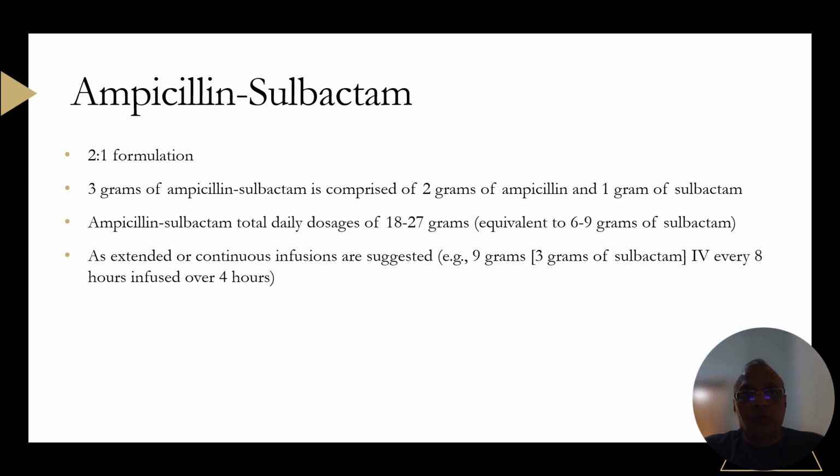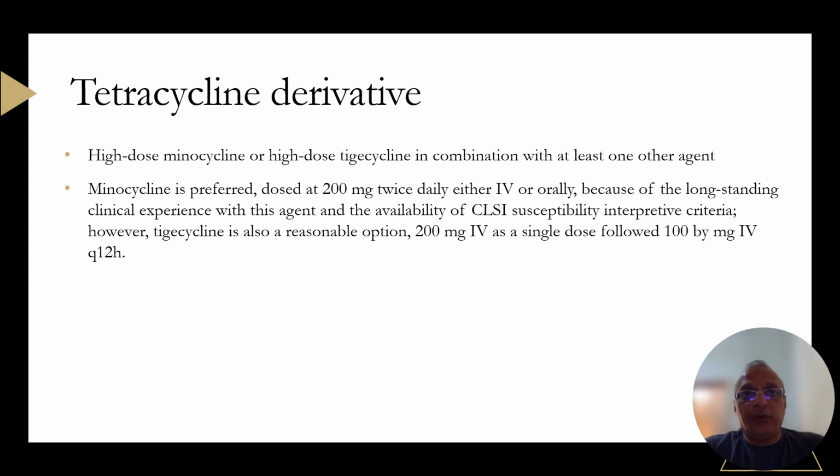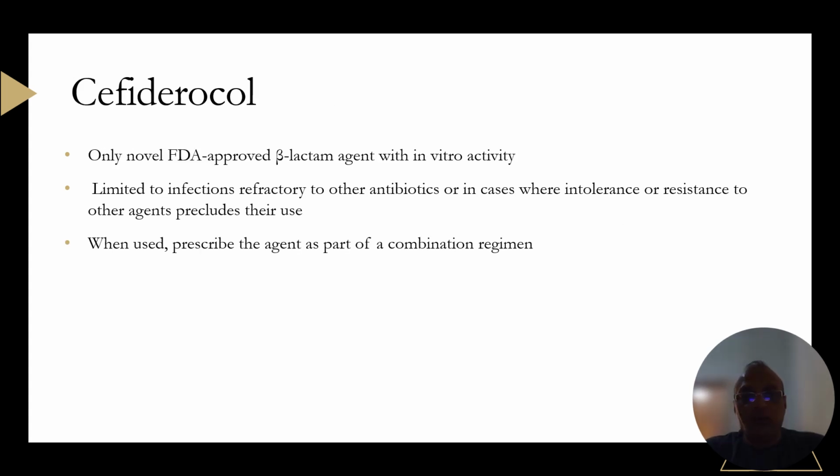Ampicillin-sulbactam is available in a 2:1 formulation and the total dose per day of the sulbactam component is 6 to 9 grams, given as extended or continuous infusion over 4 hours in 3 divided doses. The tetracycline derivative minocycline or tigecycline is given in combination with ampicillin-sulbactam, and minocycline is preferred over tigecycline. Cefiderocol is the only novel FDA-approved beta-lactam agent with in vitro activity against this organism. Cefiderocol is given as a part of combination therapy, but it is used only when first-line agents cannot be given.